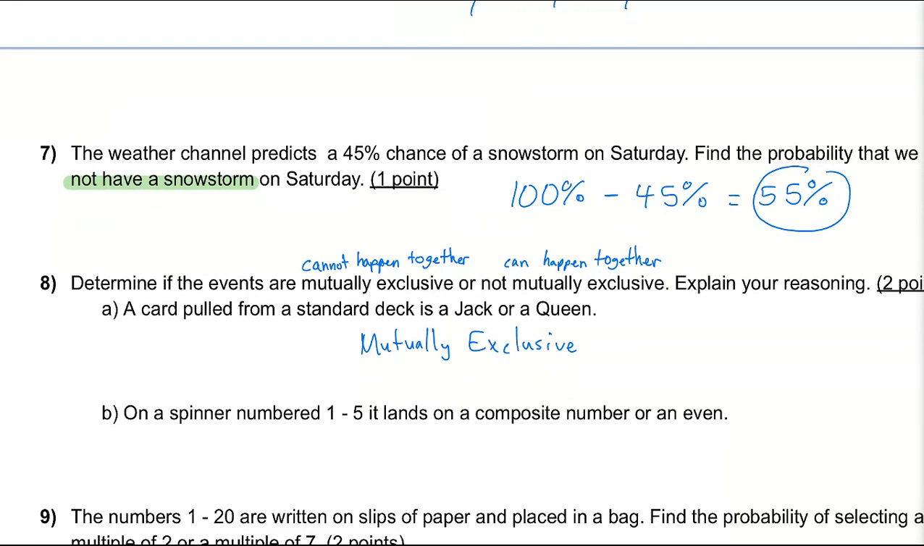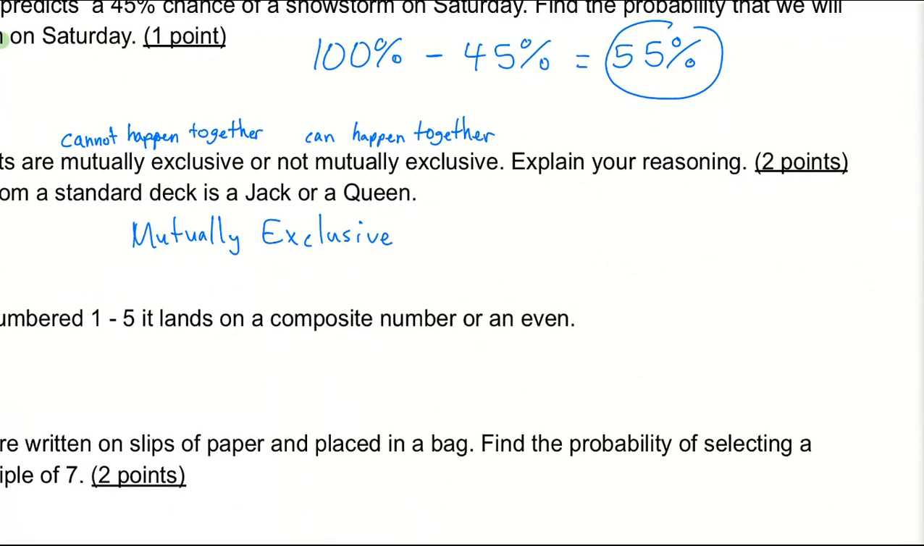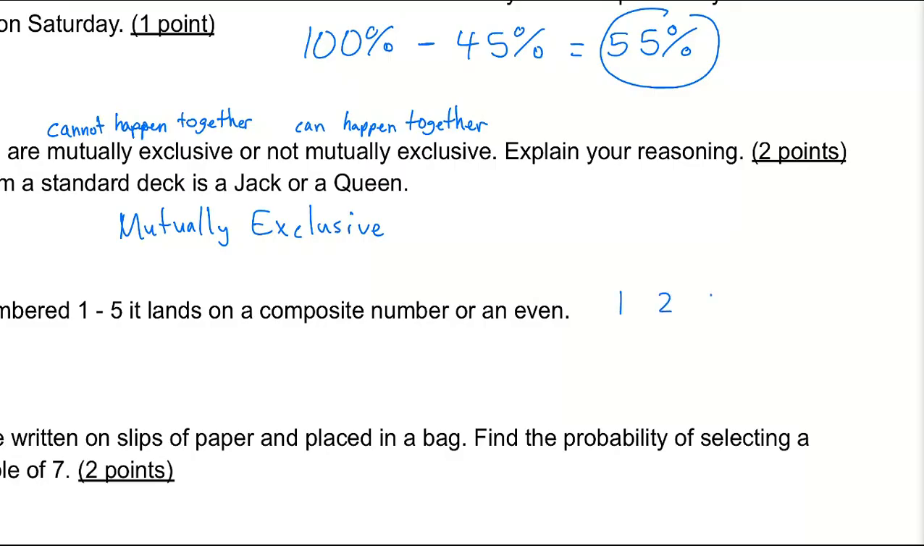Okay. On a spinner numbered 1 to 5, it lands on a composite number or an even number. Let me just list this real quick to the side. If we have 1, 2, 3, 4, and 5, a composite number is not a prime number. Let me highlight that. 1 is neither composite nor prime. 2 is prime, 3 is prime, 4 would be a composite number.